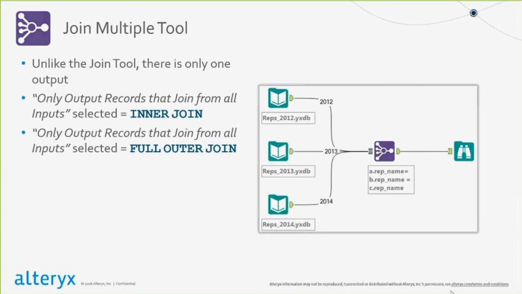However, there's only 2 types of outputs associated with this tool. There's an inner join between all the data sets. So in this case, I've got Republicans 2012, 2013, 2014, right? And I'm joining them all together. Only reps that exist between all three of these data sets on an inner join will come out this output. Or everybody will come through this join. So if you ever get to a point where you want to do a full outer join, you have a couple options.